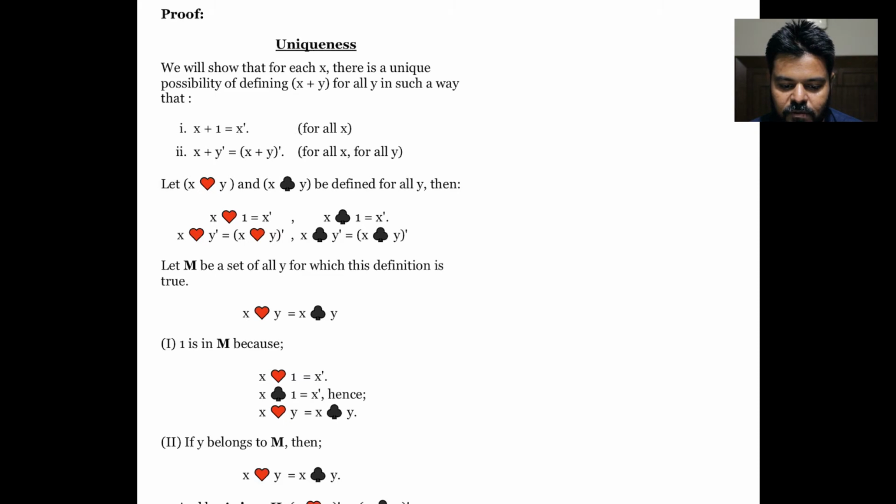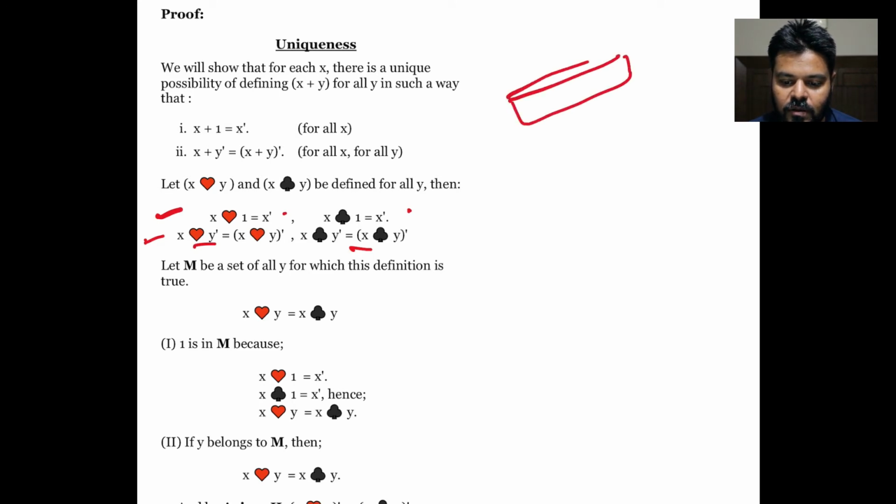For x plus 1 we can write both of these expressions, x heart 1 or x trefoil 1, whatever you call that. And then we will do an induction on them. Do you recall what induction was?